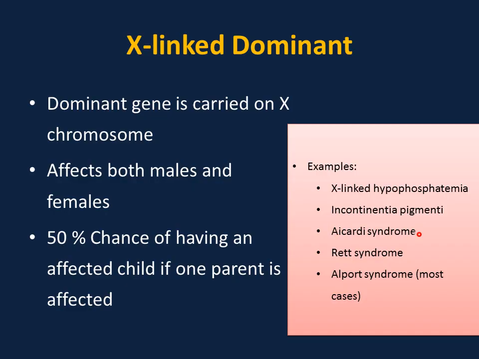Aicardi syndrome is agenesis of the corpus callosum or dysgenesis, infantile spasms, and chorioretinal lacunae or holes. Rett syndrome, Alport syndrome. Alport syndrome is deafness, hematuria, and renal failure. Most of the cases of Alport syndrome are X-linked dominant.